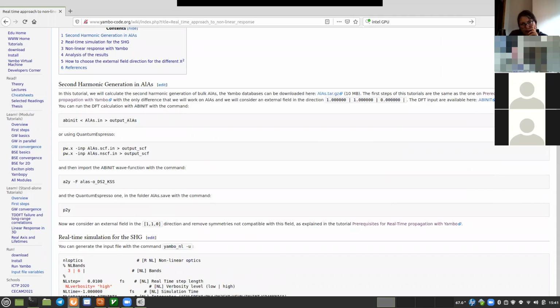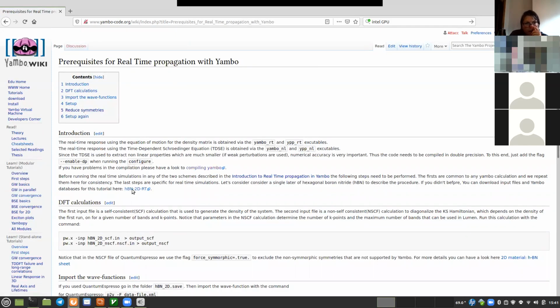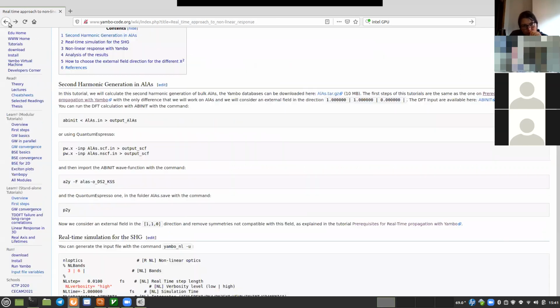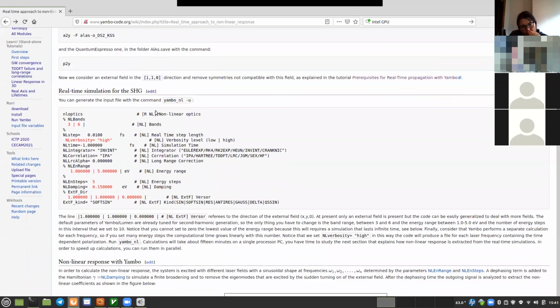But you can find everything explained in the prerequisite for real time. It explains how to reduce the symmetry and how to prepare the wave function. Then there is a simple command, yambo_nl -u. You have to, sorry, I forgot.